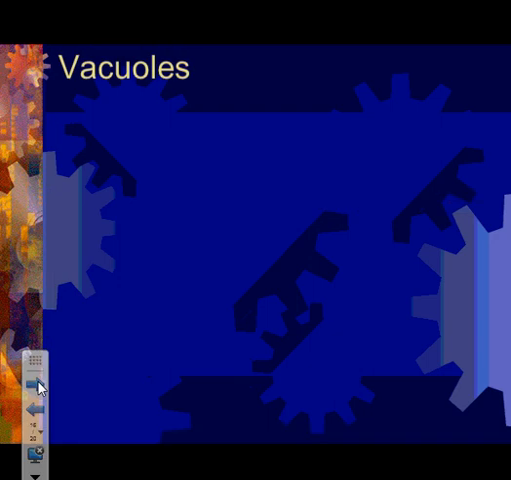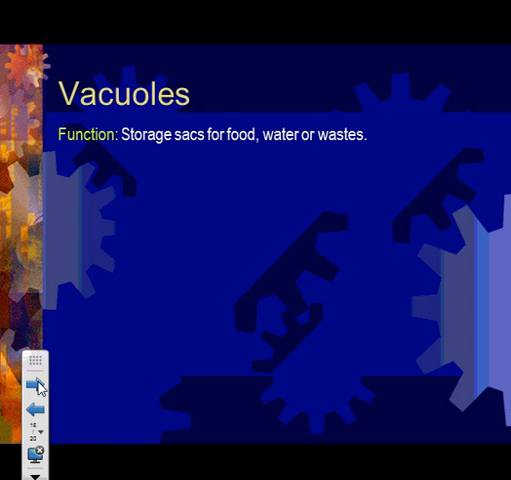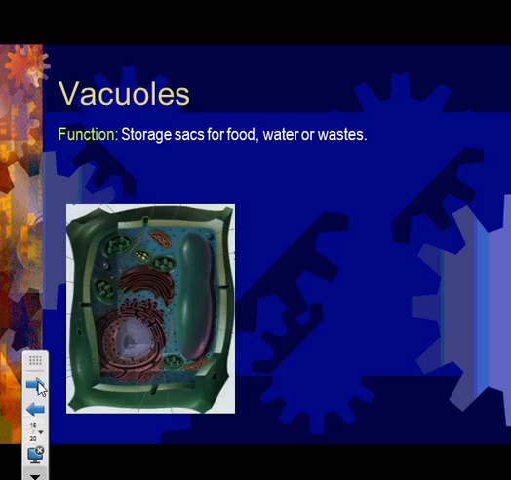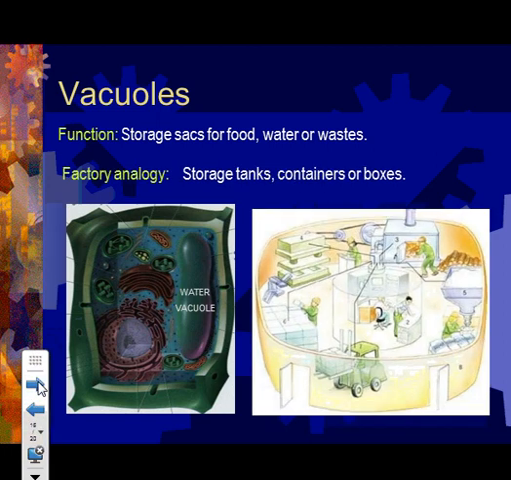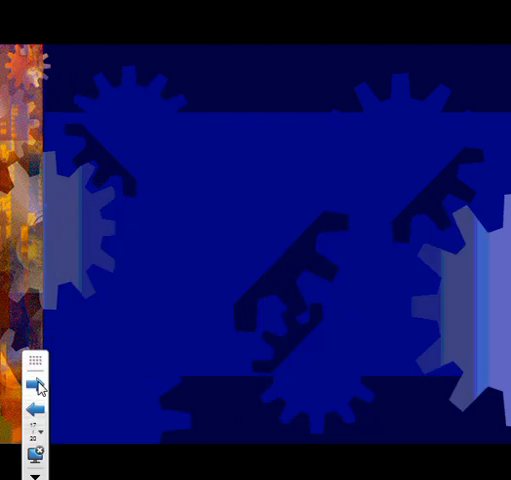Next, we've got vacuoles. Vacuoles are storage sacks for food, water, or wastes. In this plant cell, we have a very large water vacuole here. In our cell factory, there would be storage tanks, containers, or boxes. Here we see a stack of boxes that could represent the vacuoles.